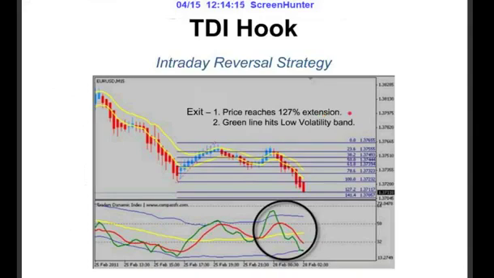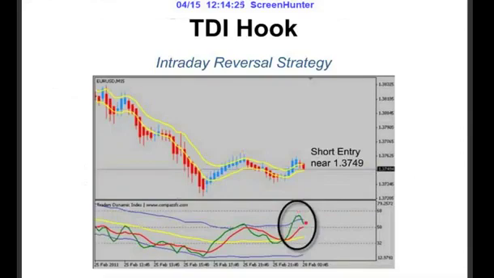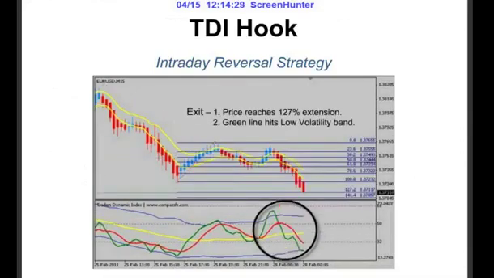Now remember, let's go back. See, it's way up here, okay? And then the green line comes all the way across and hits the lower volatility band or gets real close to it there. That's another potential exit. So I have two exits here, but there's a third exit, and that would be if it just makes a move back down to that previous low. And you can see it kind of came down to the previous low right there, bounced around a little bit, and then pushed down lower. Okay? That's what it did. Okay?